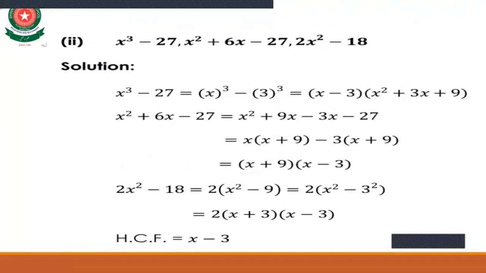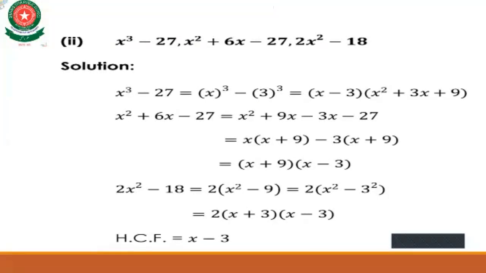Question number 3 is about x cube minus 27, x square plus 6x minus 27, and 2x square minus 18. By solving the first term, x cube minus 27, you can write it as x cube minus 3 cube. Okay. The formula of a cube minus b cube is a minus b into a square plus ab plus b square. So you can convert this into the formula.